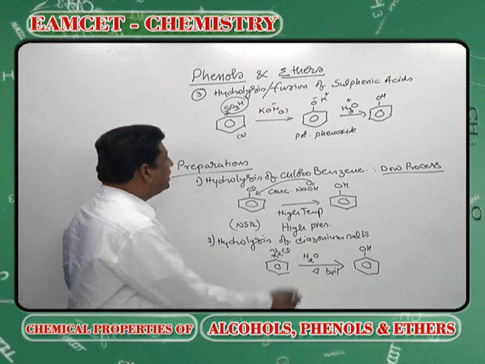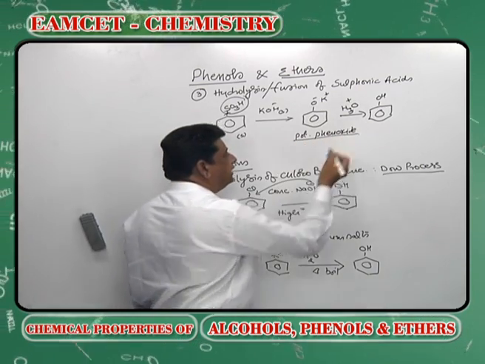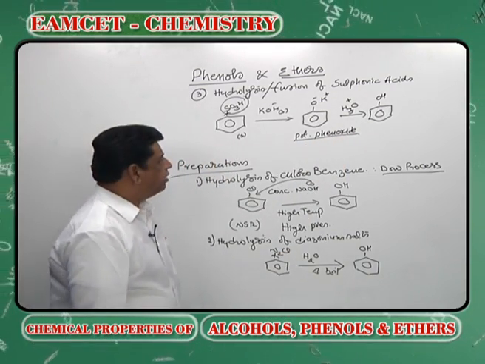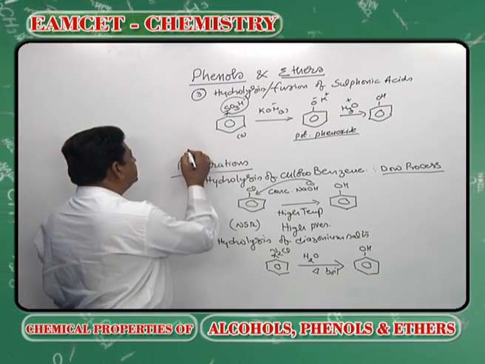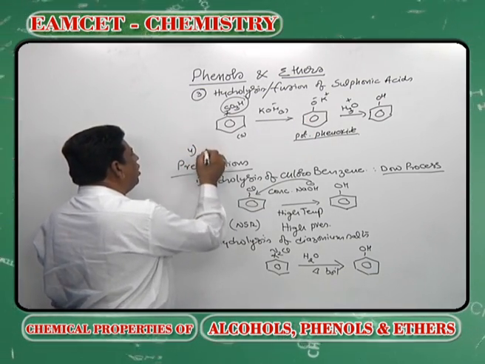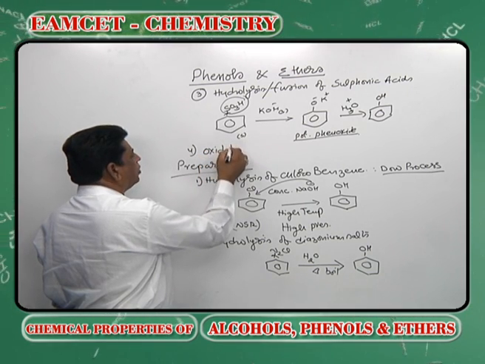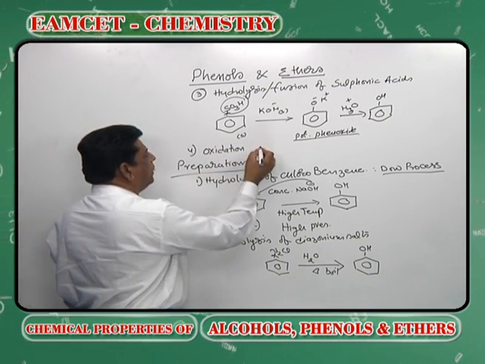If somebody wants potassium phenoxide, it has marketing value, so directly you can sell it also, but if you neutralize it, you will get the phenol. Lastly, by oxidation of cumene.